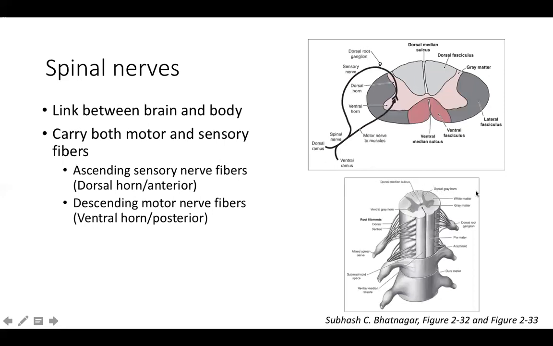This is another image showing a section of the spinal cord. And these are the dorsal root ganglion, which are, in other words, the sensory input, the sensory fibers. And these are the ventral, or the motor fibers that are coming out.